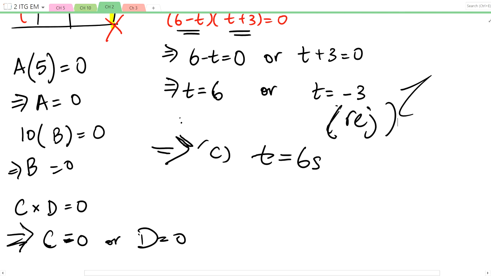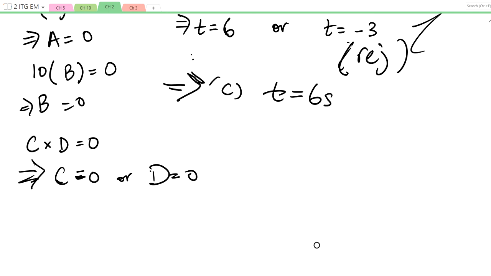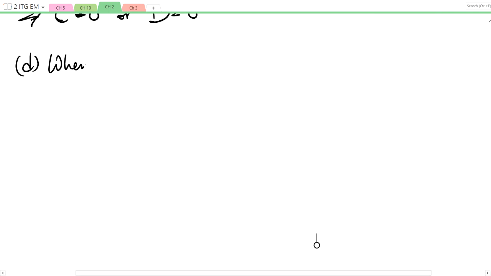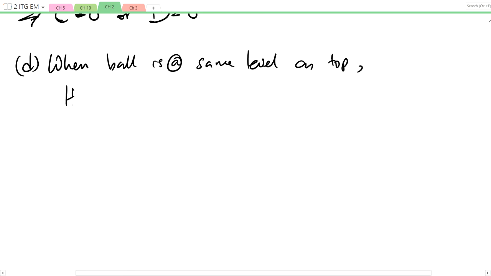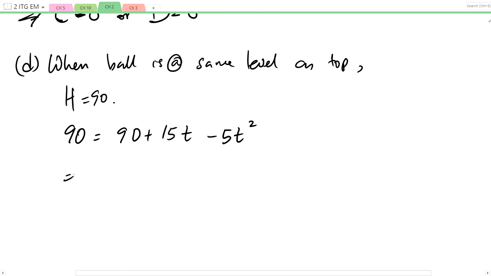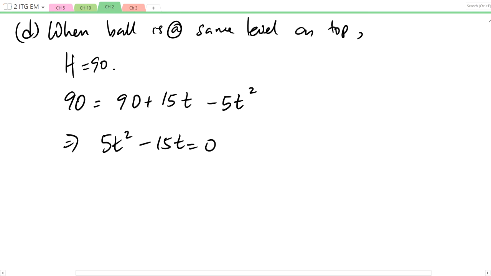Okay, so to solve part D, when the ball is at the same level as the top, we've got h equals 90. So I substitute this back into my equation. 90 equals 90 plus 15t minus 5t squared. So solve again, we get 5t squared minus 15t equals 0. This we divide by 5 on both sides. t squared minus 3t equals 0.